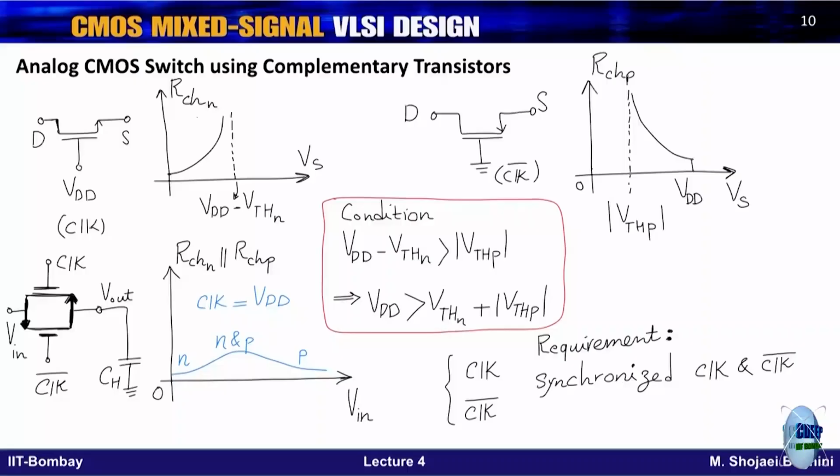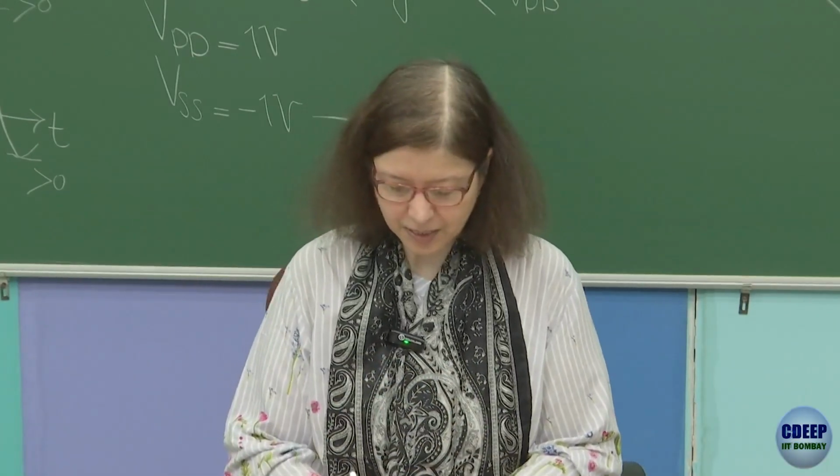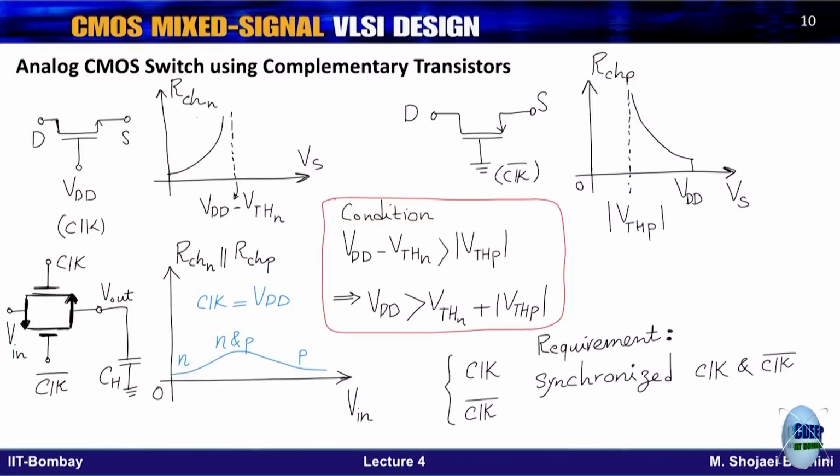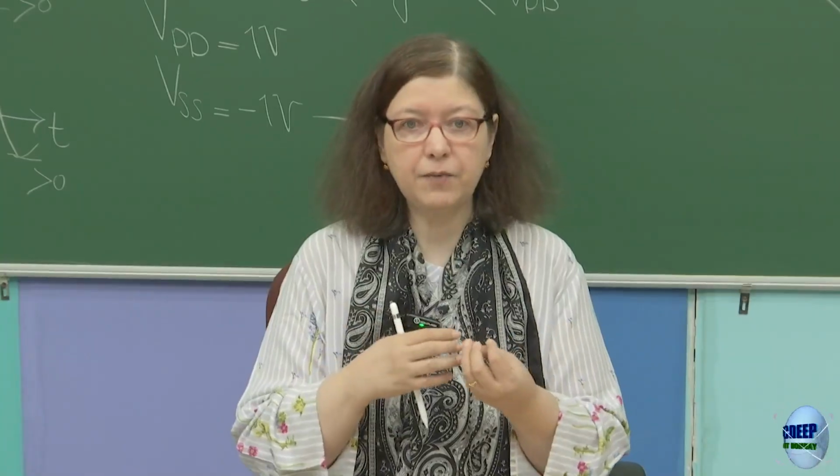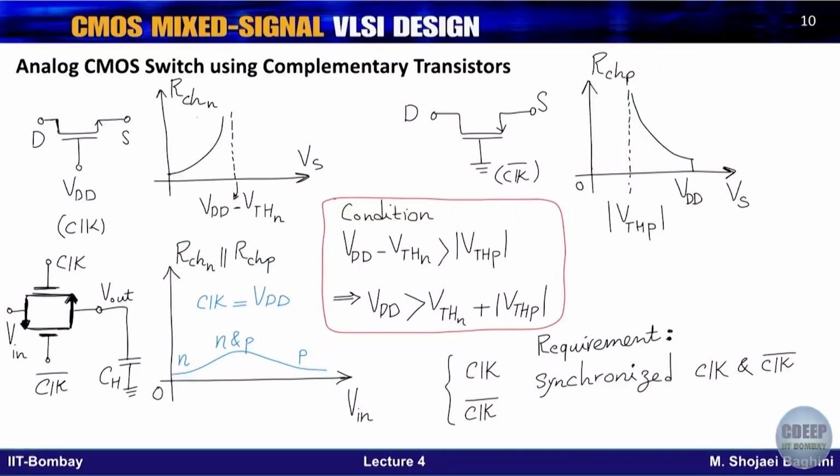Okay, but one thing always comes, it's very interesting. Any solution has its own consequences, its own side effects. So the side effect of this technique is we need to make sure clock and clock bar are well synchronized. If they are not, one of the switches will turn off while the other one is still not turned on. And therefore, you will again have distortion. There will be a kind of dead zone. When the switch turns off, the effective R on goes up and again goes back as a function of time. So these are the practical issues that you need to consider.